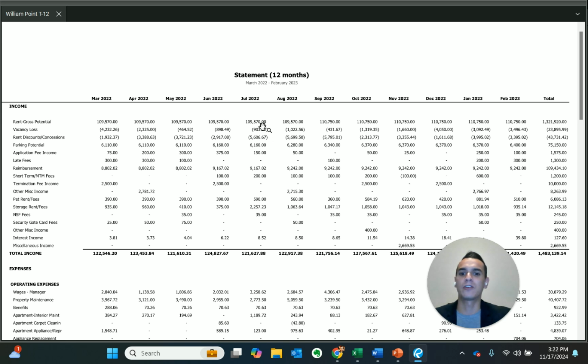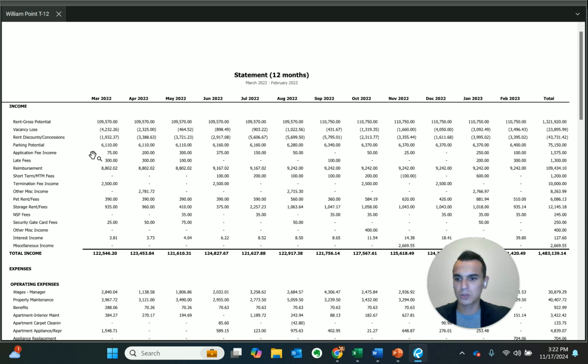900 on 109,000 is pretty darn good. It climbs a little bit up here, goes down, so the way it's fluctuating is kind of interesting as well. You could just look at this final number and say 23K out of 1.321 million on vacancy is pretty good, but you can also see where there may have been some problem months. So it paints a bit of a narrative for you to look at the months themselves.